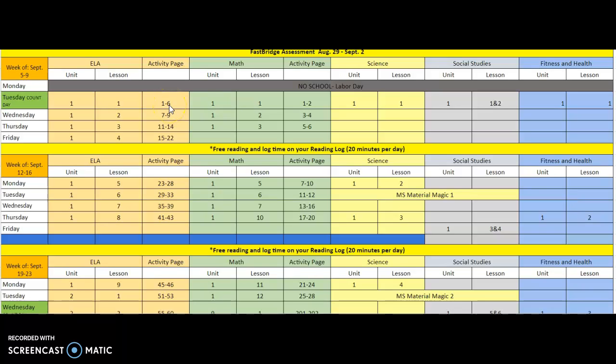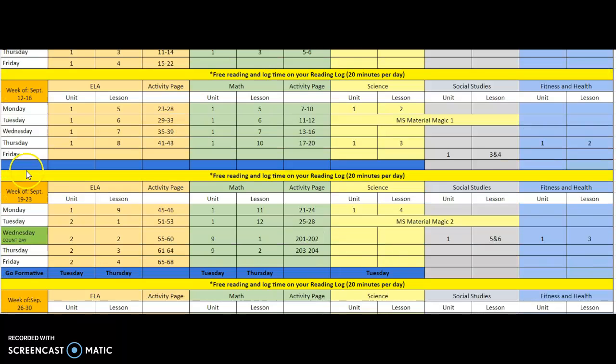Math, these are the OLS lessons, Unit 1, Lesson 1, but in math we will not teach the OLS lessons. We will actually teach EngageNY as well as the rest of KSVA does. Science, you will have Unit 1, Lesson 1. Social Studies, Unit 1, Lesson 1 and 2, and Fitness and Health, Unit 1, Lesson 1.